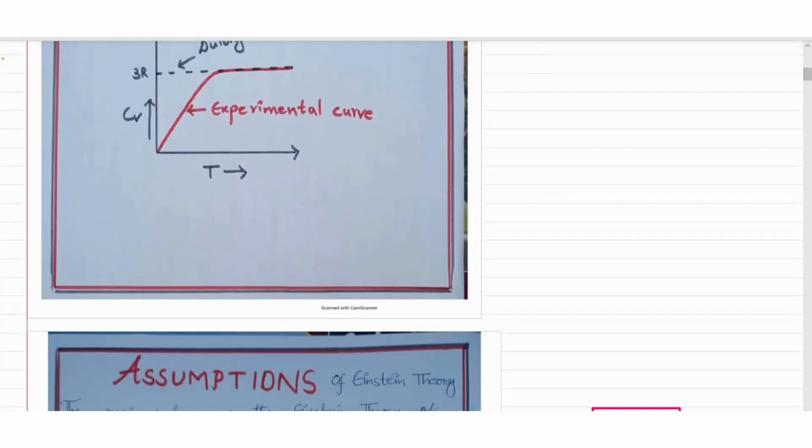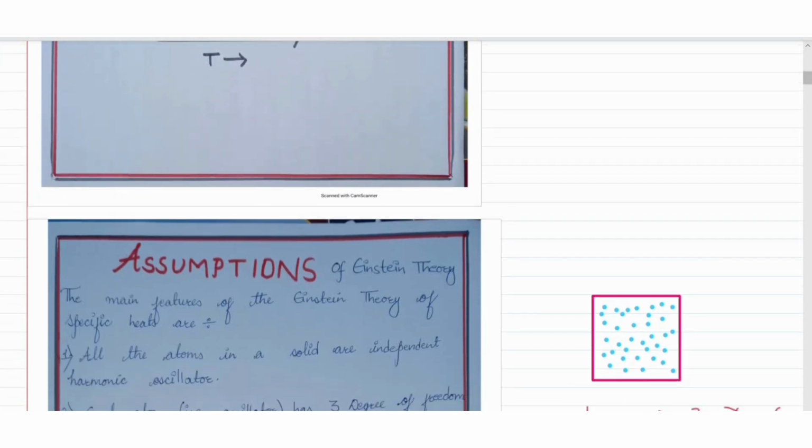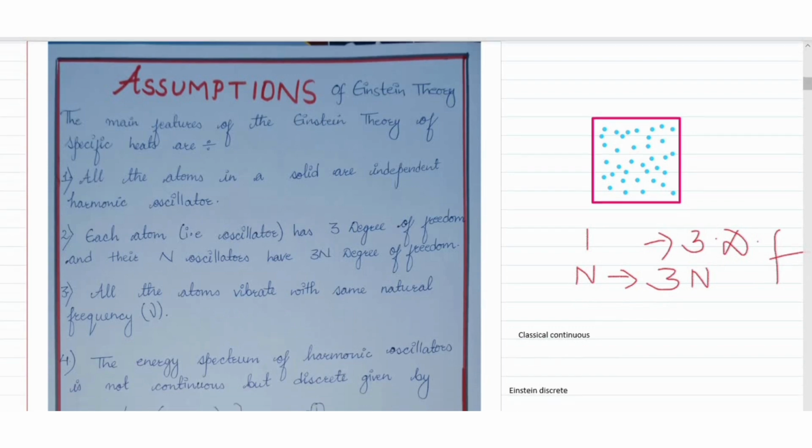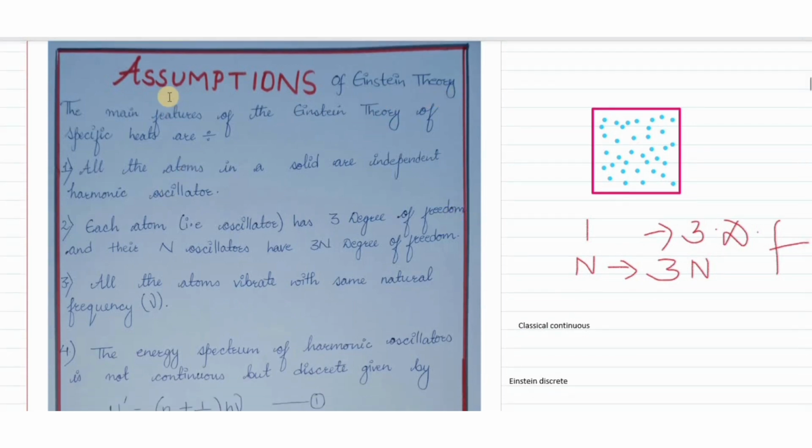The assumptions of Einstein were the same as Dulong and Petit's theory, but one assumption was different. The main features of the Einstein theory of specific heats are: all the atoms in the solid are independent harmonic oscillators. He assumed that all the atoms in the solid are independent harmonic oscillators, and Dulong and Petit too assumed the same. Each atom, that is oscillator, has 3 degrees of freedom. So n atoms have 3n degrees of freedom. All the atoms vibrate with the same natural frequency nu.